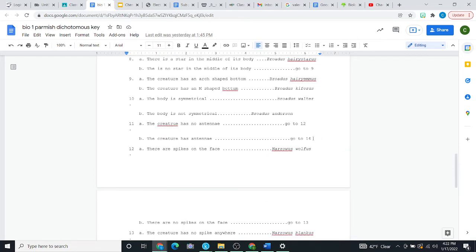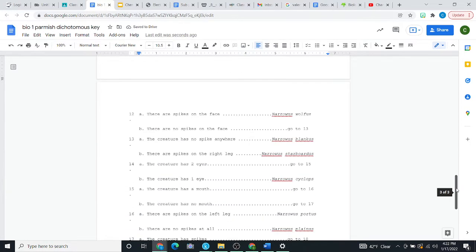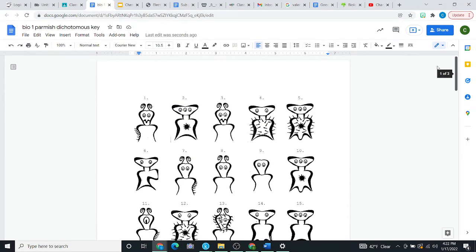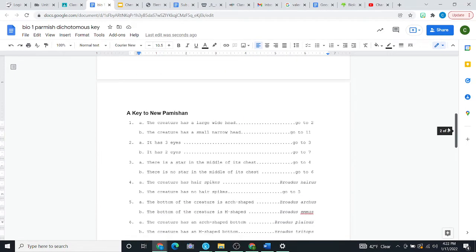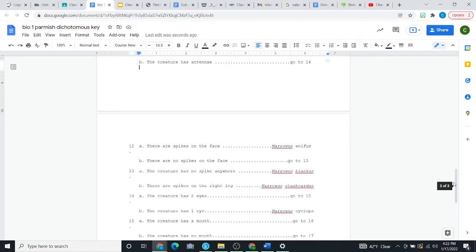I need to fix this. 12 on two separate papers. There we go. I'm going to go to number 12. Number 12, there are spikes on the face or there are no spikes. I believe, yeah, no spikes on the face. Right, so no spikes on the face. I'm going to go to 13.